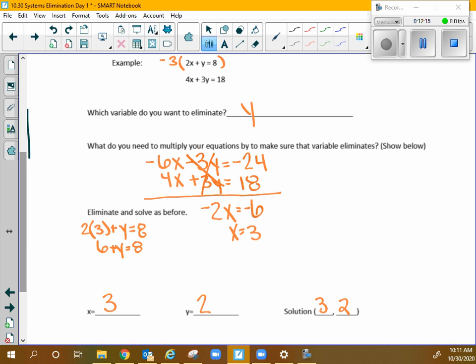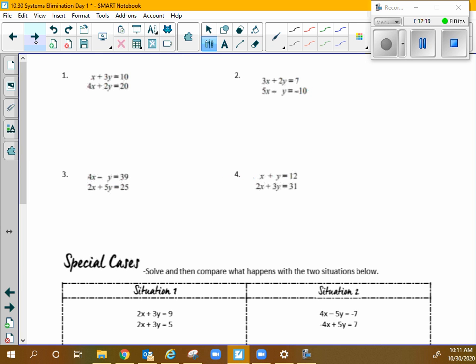Okay. Let's do one more like that together. We're going to do number, I'll pick one out. 4. I heard 4 first. Same thing as last time. Okay. X plus y equals 12, 2x plus 3y equals 31.